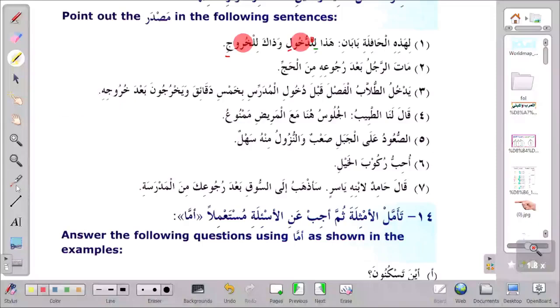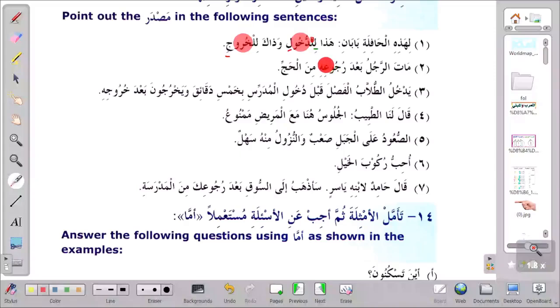Okay, now let's continue. The second one: mata rajulu ba'da ruju'ihi min al-hajj. MashaAllah. Mata rajulu, the man died. Ba'da ruju'ihi, after his returning. Raja'a, he returned. Ruju'un, returning. But you can see there is a dameer muttasil here at the end, the ha. Ruju'ihi, his returning. I hope that is clear. So if I want to say my returning, I'll say ruju'i.